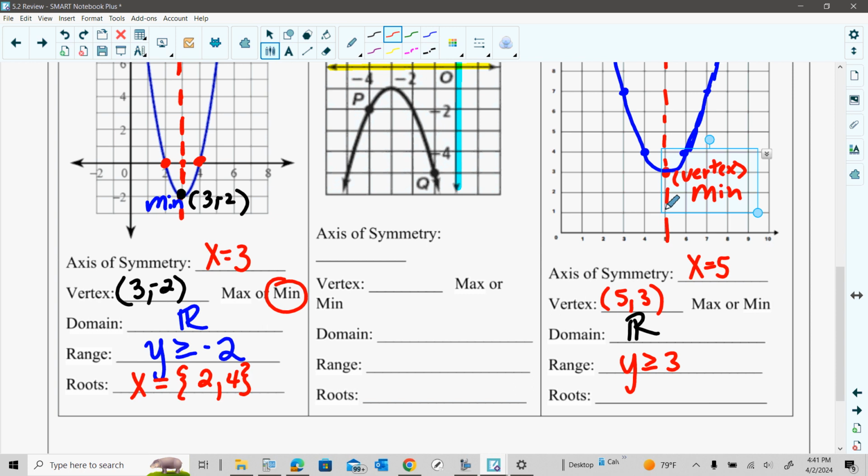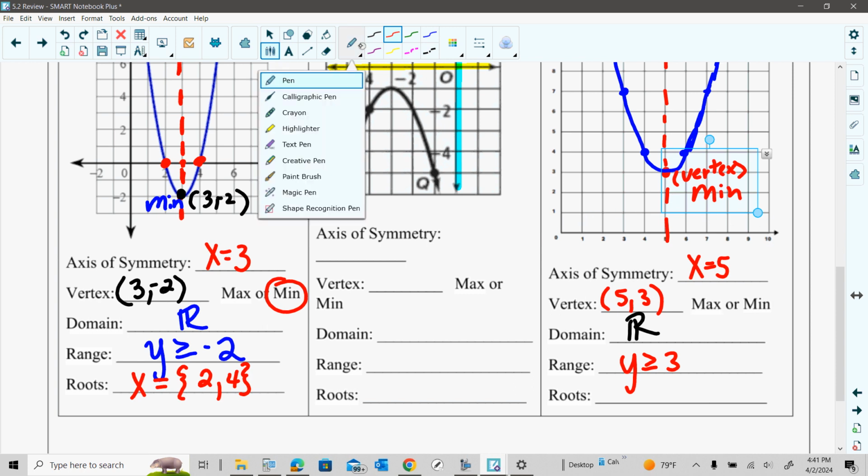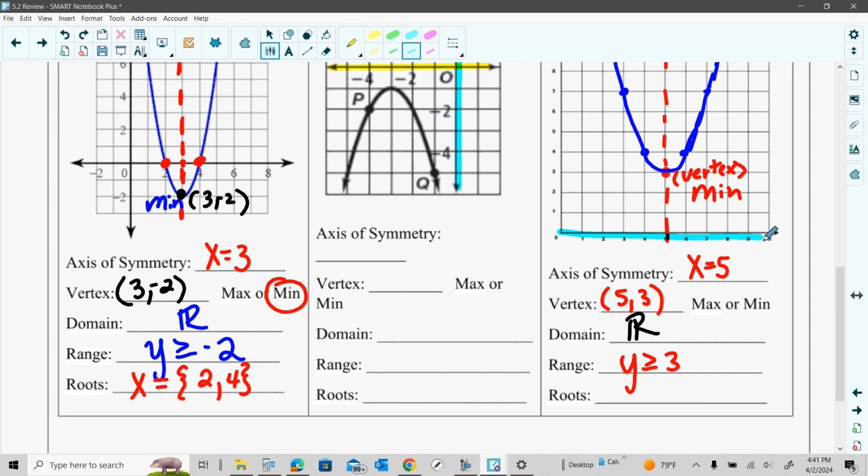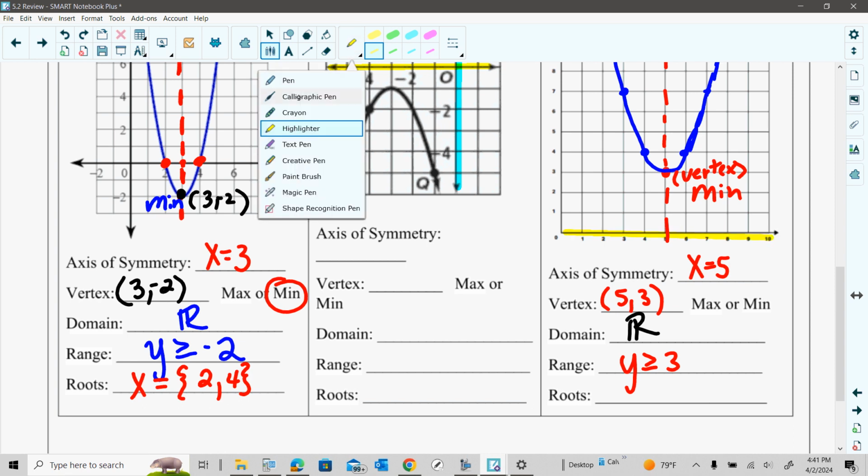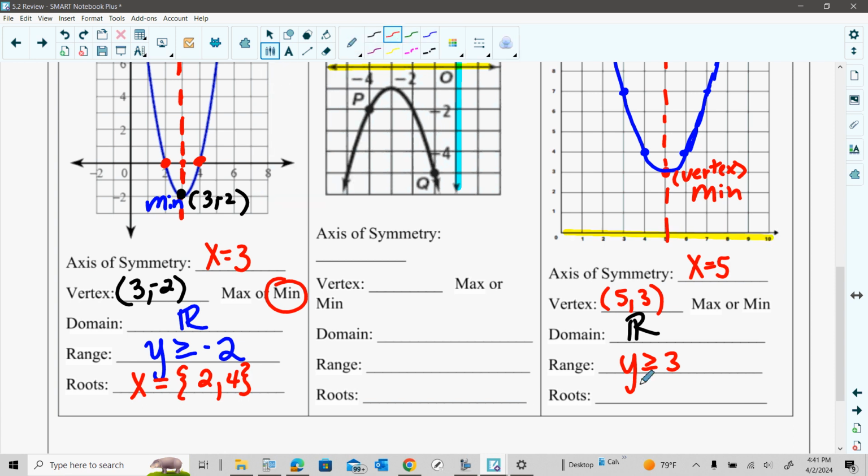And since this parabola does not touch the x-axis, sorry, this parabola does not touch here. I'm going to do that in yellow, sorry. Just like the previous one. So if it doesn't touch the x-axis, we say no solution, no roots. All right, no real solution. We'll talk about that later.